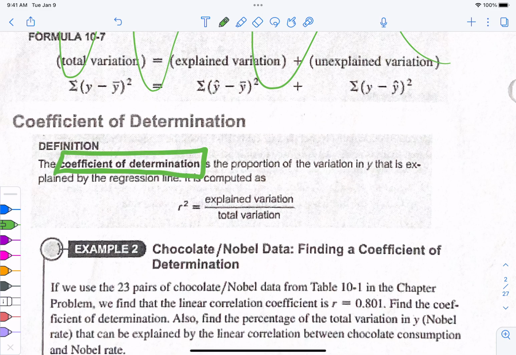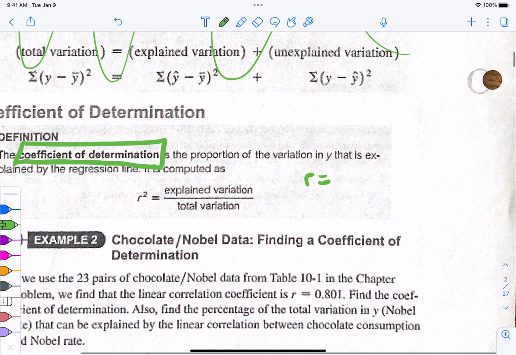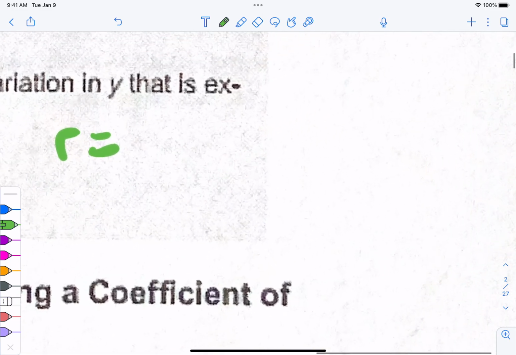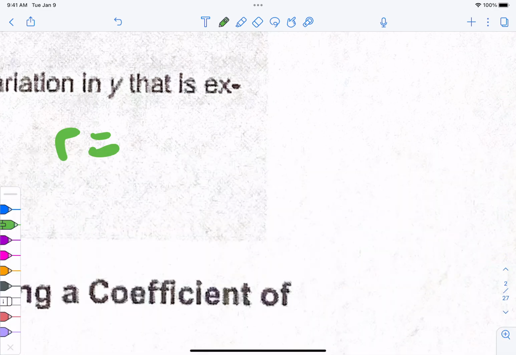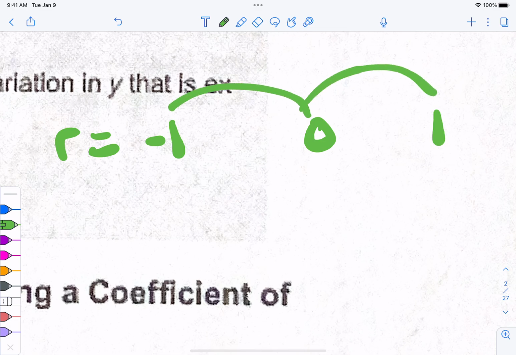You know how we've had an R value before, right? It spits out an R. What does R live between? Negative 1 and 1, right? And 0 lives in the middle. So this is the range of where R lives.